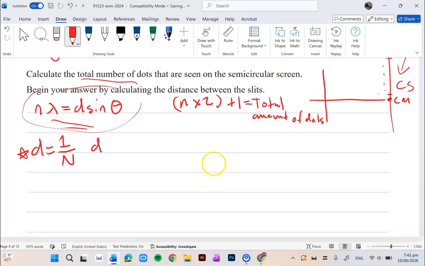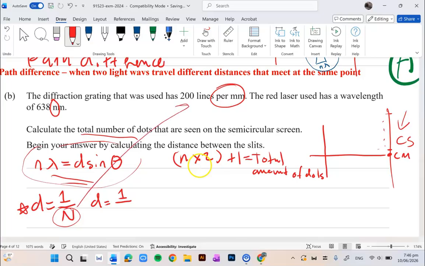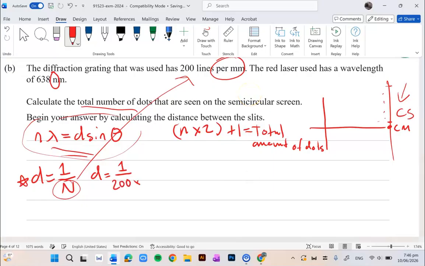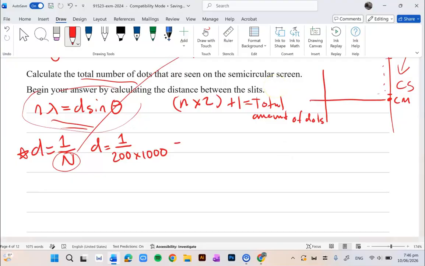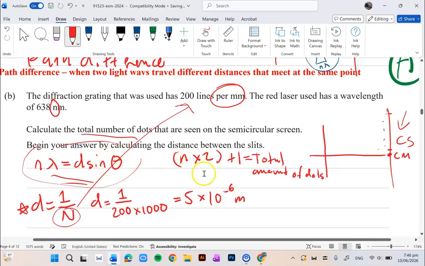So, it's going to be d equals 1 over N. Now, N is the amount of lines per mm. Because it's per mm, we actually need to take that number and multiply it by 1,000, okay? To get the right number, because it's 200 lines per millimeter. That should give you an answer. If you put that into your calculator, you should get an answer of 5 times 10 to the negative 6. So it's going to be quite a small number. Okay? That is your separation distance between the slits.